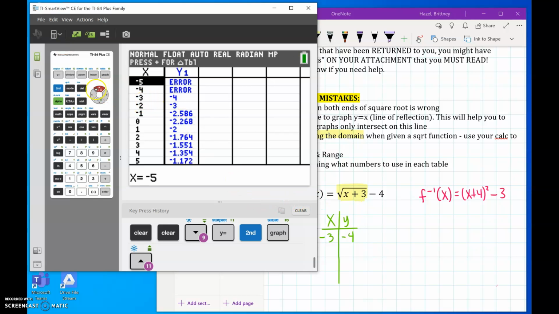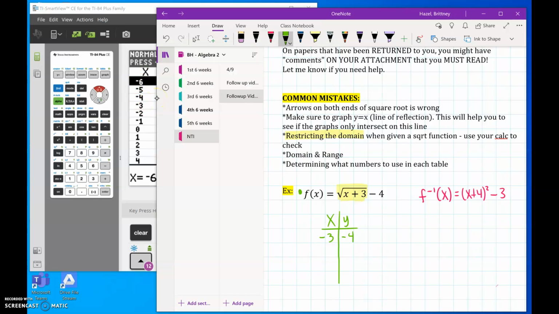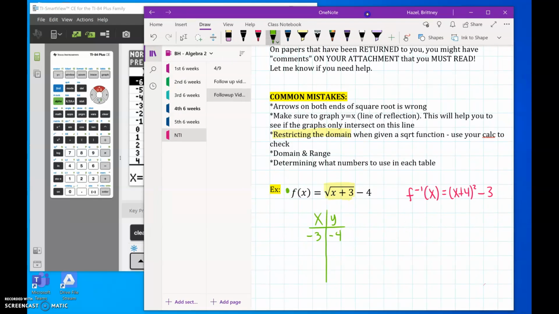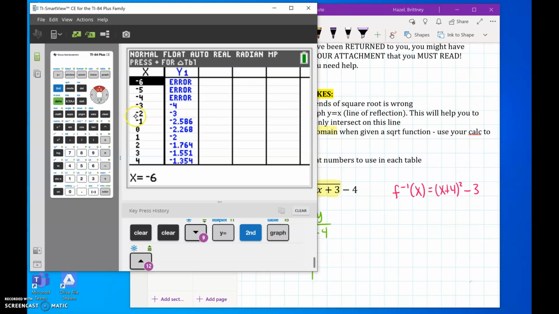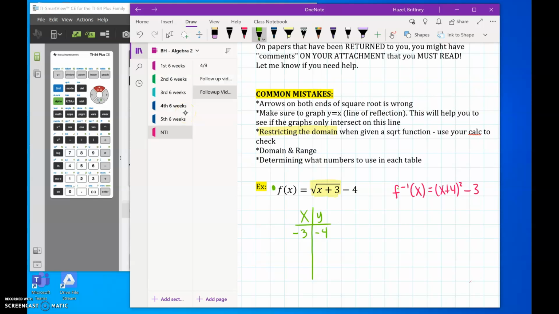If you keep scrolling up, you're going to notice that all of the x values that are below -3 have an error message. That just means that you have a restricted domain. You have some x values that won't work. So while we have the table pulled up, let's just go ahead and grab some points off of here. I'm going to be smart and choose the whole number point, so I'm going to choose -2, -3.